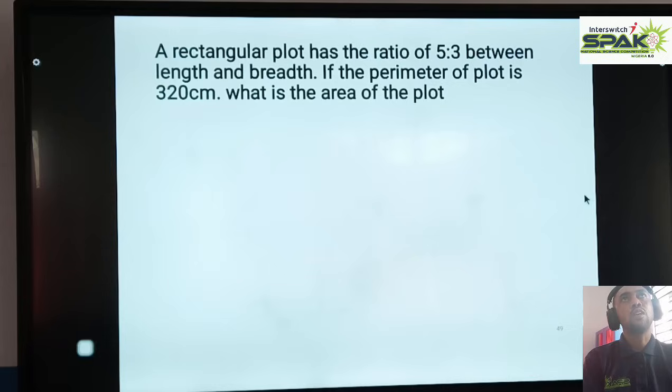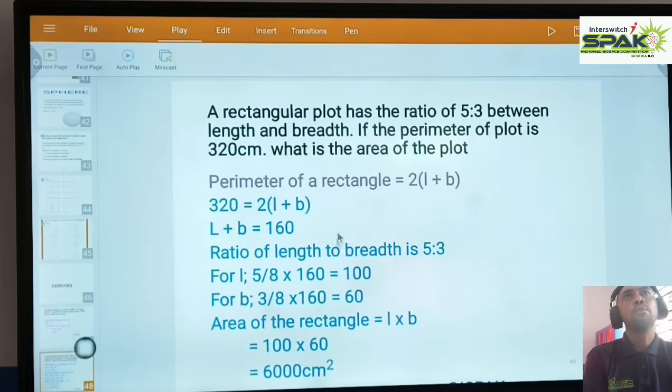Alright, the second question. We have a rectangular plot that has a ratio of 5 to 3 between length and breadth. If the perimeter of the plot is 320 centimeters, what is the area of the plot? Now, what's the formula of the perimeter of a plot? Perimeter is 2 into bracket length plus breadth. Then when you substitute the value for the perimeter, 320 equals 2 into bracket length plus breadth.